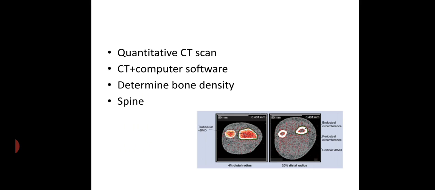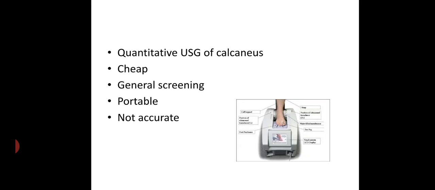Then quantitative CT scan, that means CT scan plus the use of computer software to assess the bone density, and the bone density is assessed in the spine. Then another test is quantitative USG of the calcaneus. It is a cheap test, but it is not accurate, and it can be used for general screening, and it is portable.